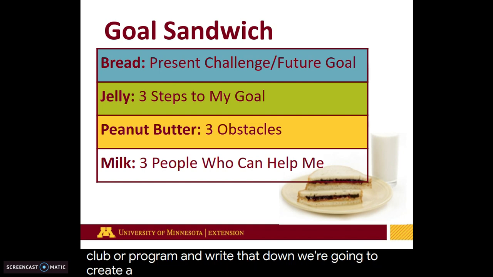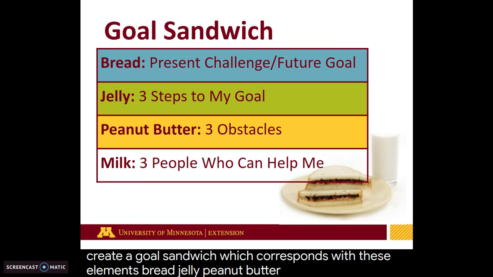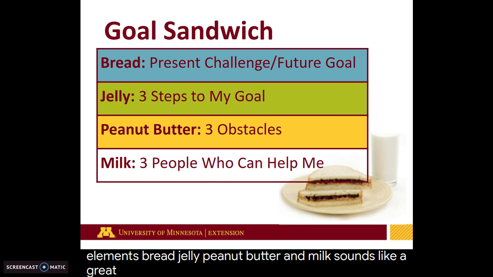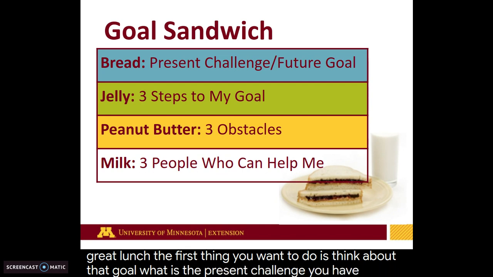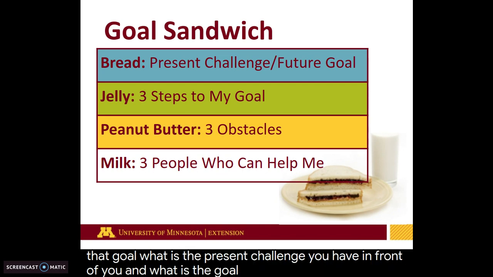We're going to create a goal sandwich, which corresponds with these elements: bread, jelly, peanut butter, and milk. Sounds like a great lunch. The first thing you want to do is think about that goal. What is the present challenge you have in front of you? And what is the goal you have? This makes up the bread.